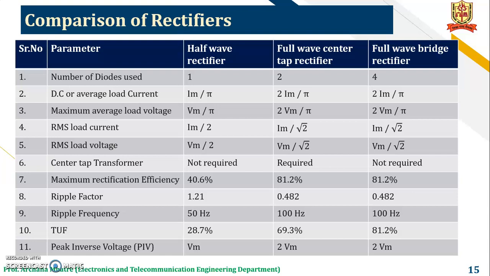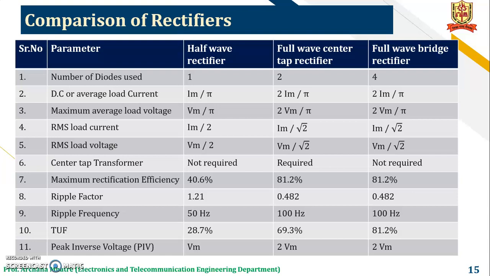Now RMS load current. For the half wave rectifier it is Im divided by 2, and for the center tap and bridge rectifiers it is Im divided by square root of 2. Then RMS load voltage for the half wave rectifier is Vm divided by 2, and for the center tap and bridge rectifiers it is Vm divided by square root of 2. Now the next parameter is center tap transformer. A center tap transformer is not required in the half wave and bridge rectifiers, but it is required in the full wave center tap rectifier.